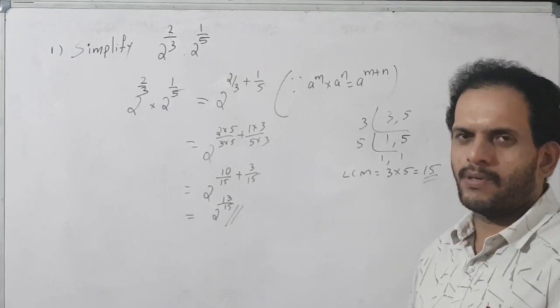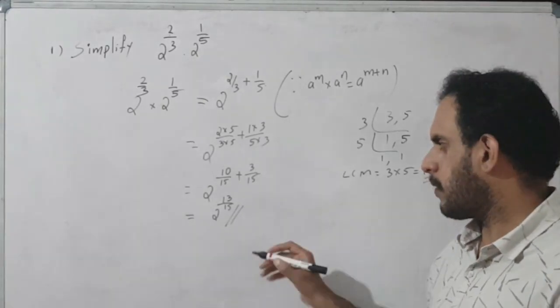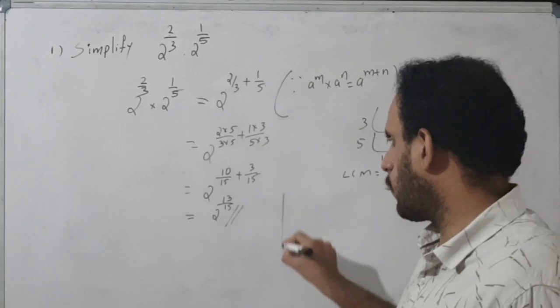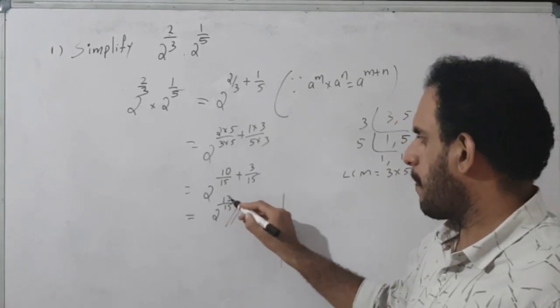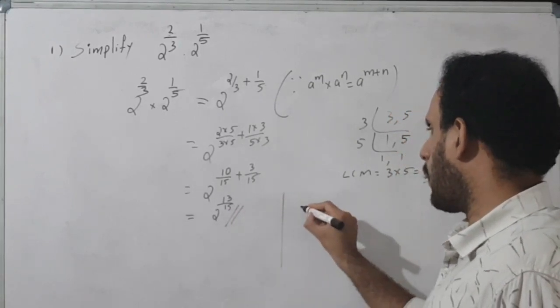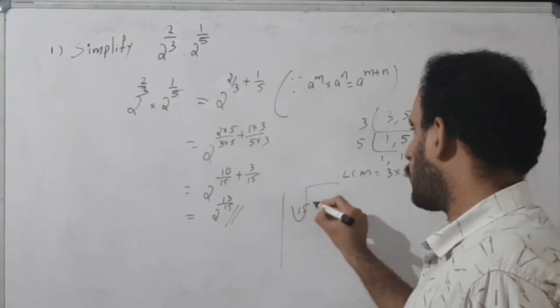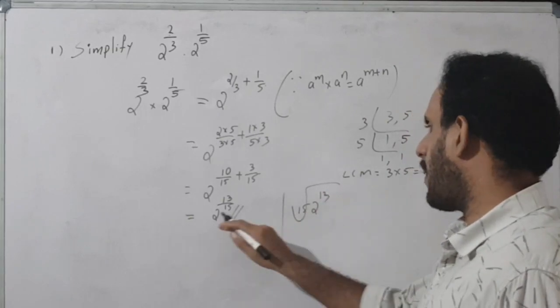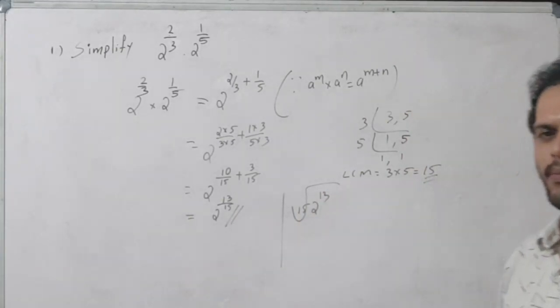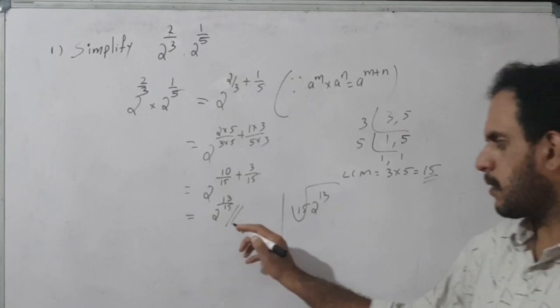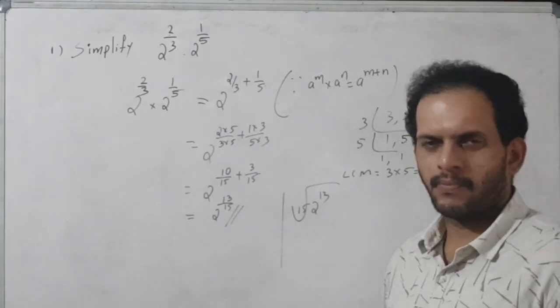Okay, the question has not asked us to change to a radical symbol. How do we convert a raised to m by n? How do we write the radical form? 15th root of 2 raised to 13 is the radical form of this one. Here it is not asked. The question asked only for this much.